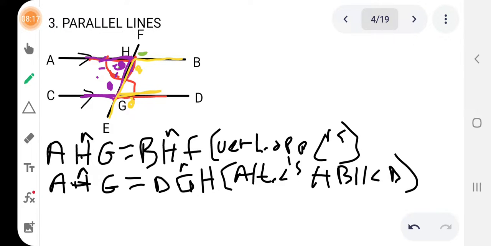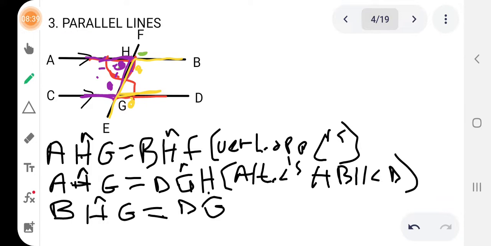Okay, so we also have corresponding angles. So corresponding angles, I'm going to say angle BHG is equal to angle DGE. Therefore, your reason is going to be corresponding angles.